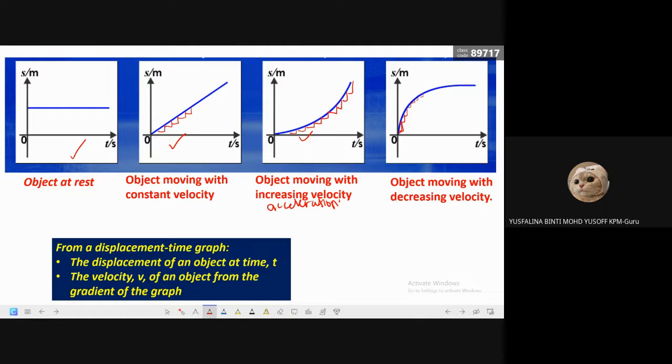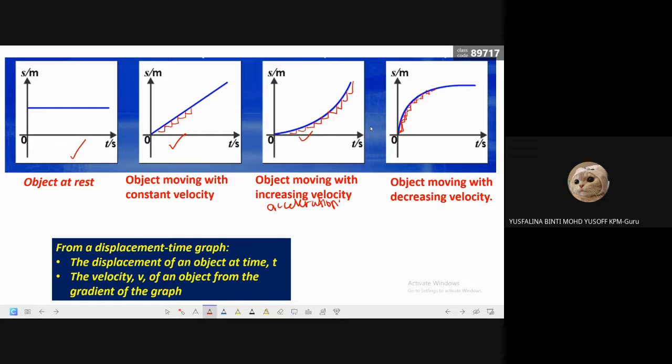You can see if you draw the triangle, it becomes smaller. When the triangle becomes smaller, it means the size of the triangle decreases, which means the gradient also decreases. So if the gradient decreases, what does the gradient of the displacement against time graph represent? It is velocity. So the velocity is decreasing. Okay, so that's the answer.